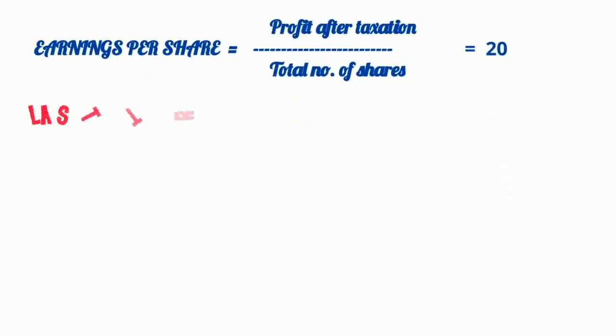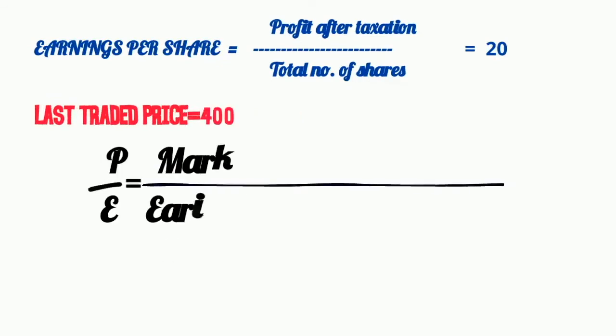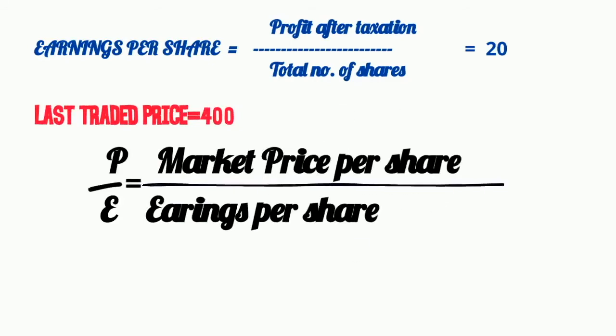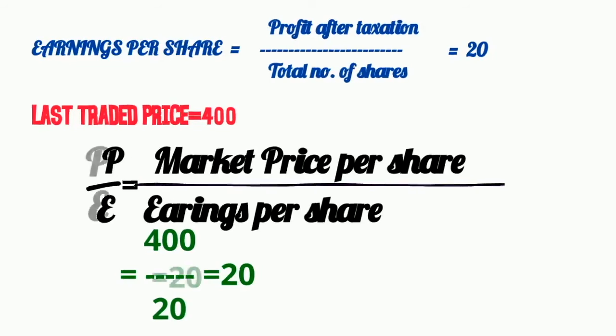Now let's say the last traded price of the share is 400 rupees. That is, it is sold and bought at 400 rupees. Then the PE ratio comes to price per share divided by earnings per share. That is, price per share is 400 rupees and earnings per share, as calculated before, is 20. So 400 divided by 20 is 20. Now we have a PE value of 20.